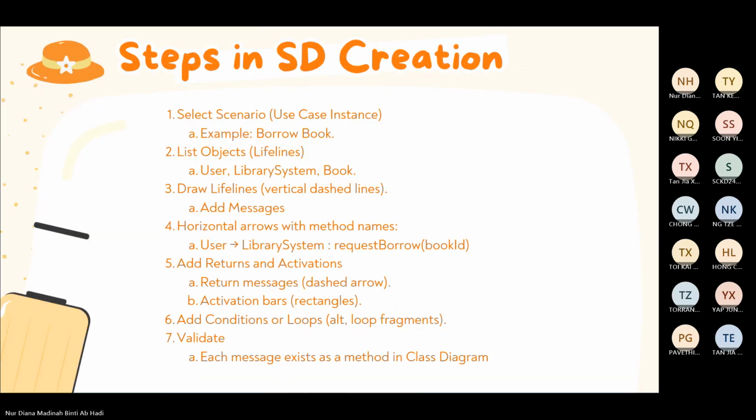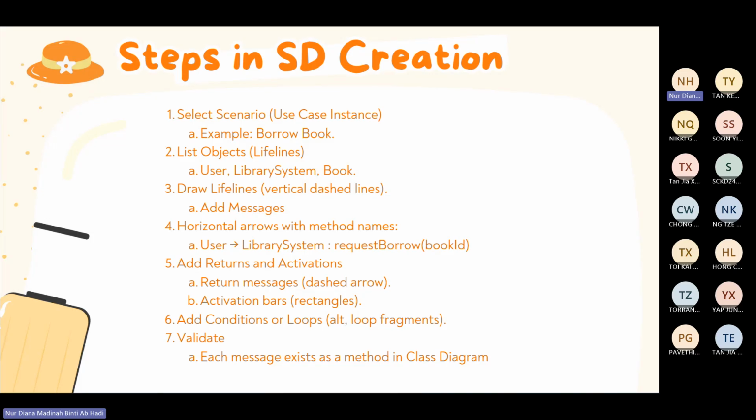So, like this one. Select a scenario, a specific scenario, based on your use case. For example, borrow books. You need to list the objects, which are user, library system, and book. This sequence diagram already goes into very specific detail, where you need to show what the action will be and how it interacts with all of those who are involved.